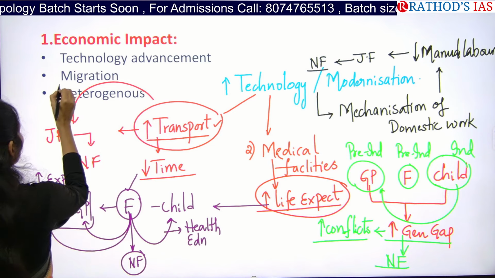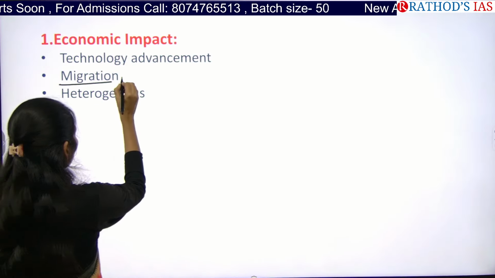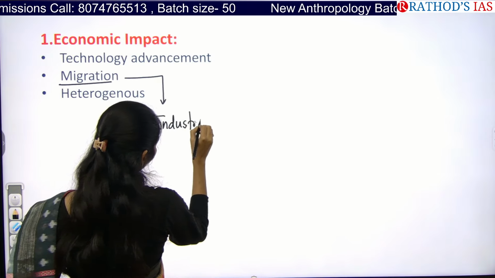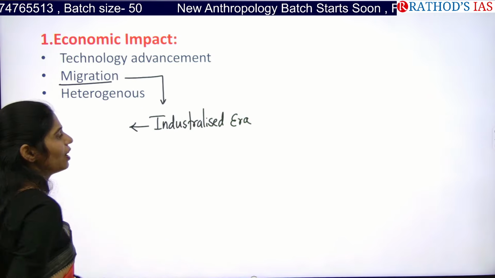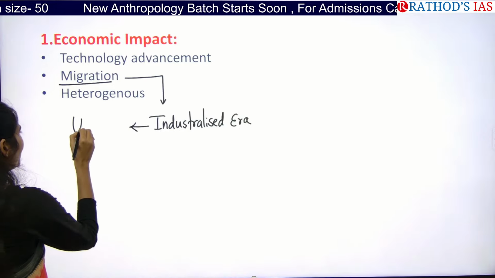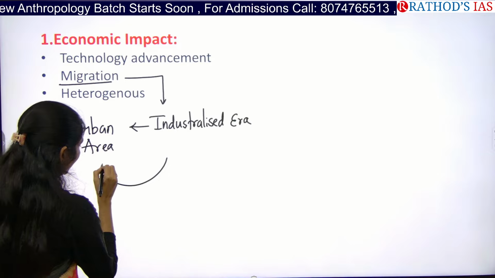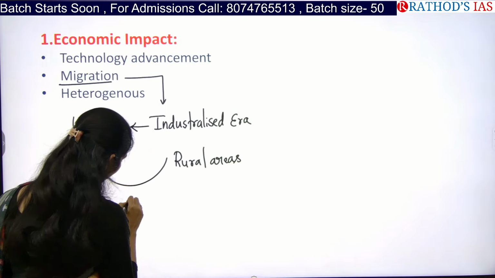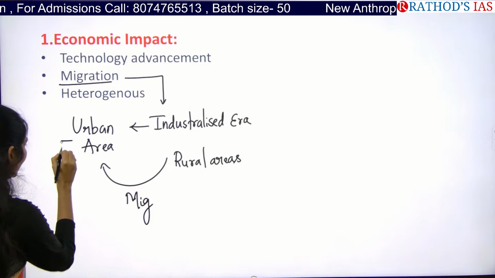Okay, and now let us see about migration. Let me remove this and talk about migration. What happens in this industrialized era, where the development is happening? Is it in rural areas? No, you're sure, right? It is happening in urban areas. So what happened now? People from rural areas will be migrating towards urban areas and they will start living in urban areas.